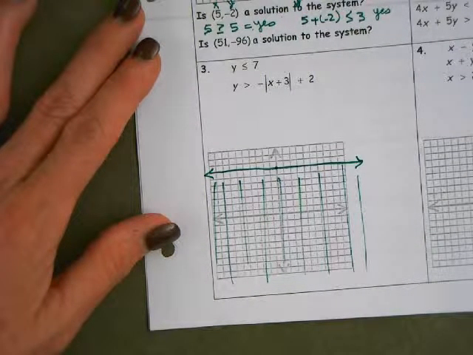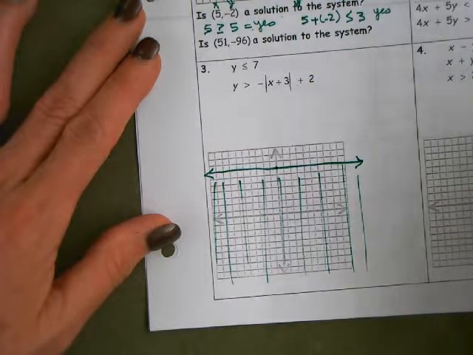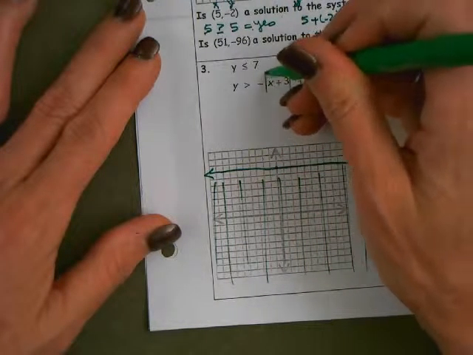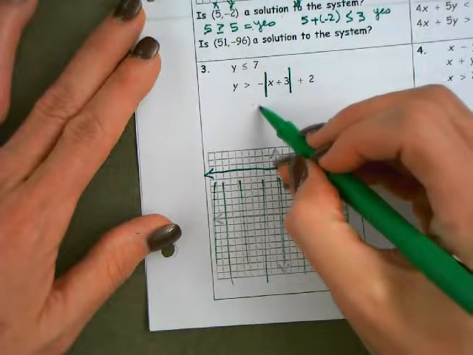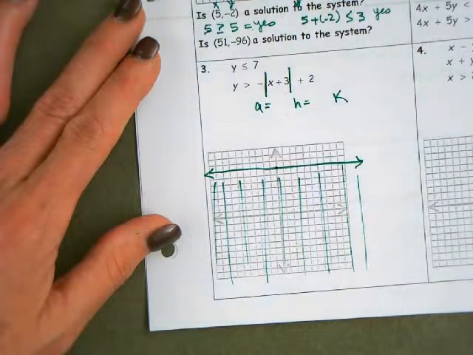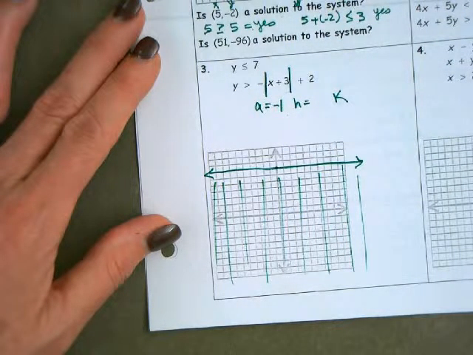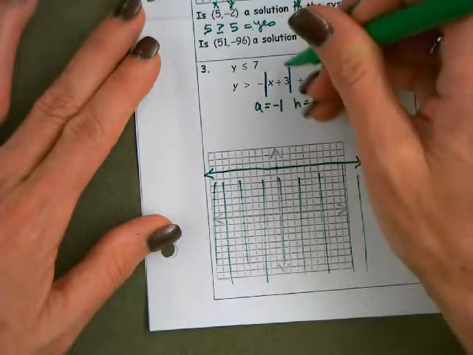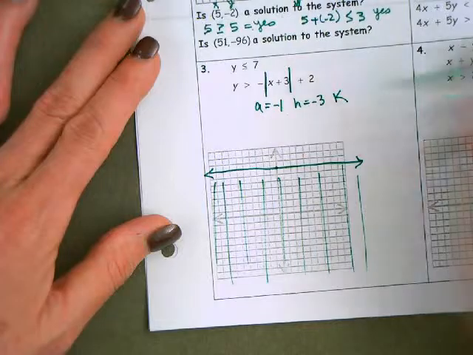Okay, so this is from last unit in absolute value. It is the V. So when you have your absolute value, again, how many lines are you going to have? Again, you have your 2 lines. So we need to know A, we need to know H, and we need to know K. So what is A? It is negative 1, because that's your value in front of the absolute value. What is your H? Negative 3, because that's the value inside, but opposite, right? And then what is K?